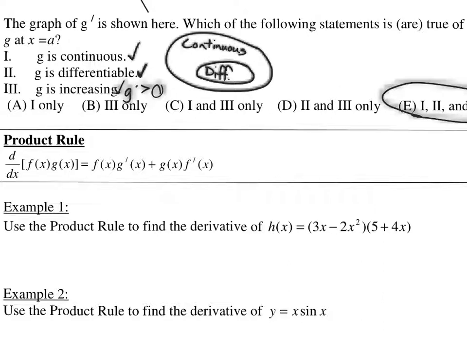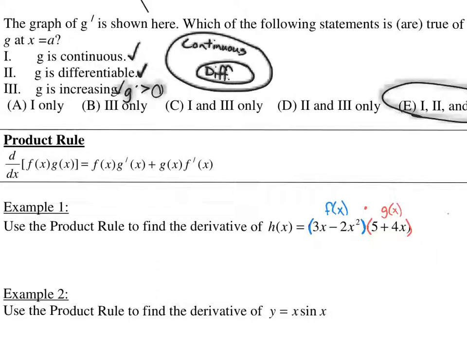As we're examining our function here, h of x, we can see 3x minus 2x squared as the first function, f of x. And the second function, 5 plus 4x, would be our g of x. So we've identified those two functions.